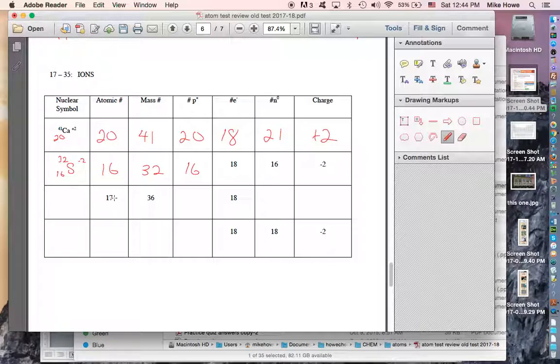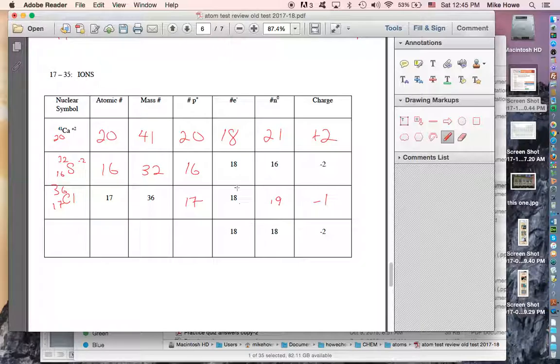This one says atomic number 17. So 17 is chlorine if you look at your periodic table. So you put a 17 here, and it tells us the mass is 36, so we'll go ahead and put that in. Protons equal 17, because that's the same as the atomic number. The neutrons would be 17 plus something equals 36, so it'd have to be 19. And since we have one more electron than we do protons, there's a negative 1 charge.